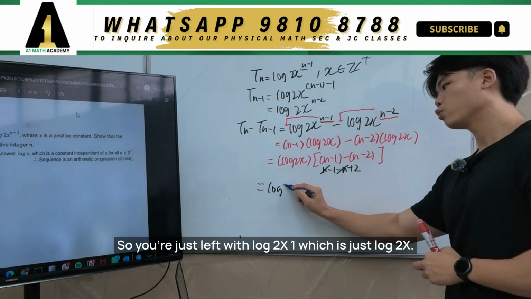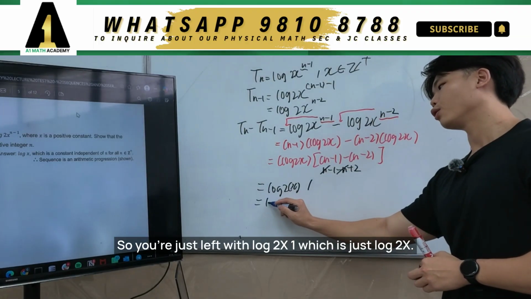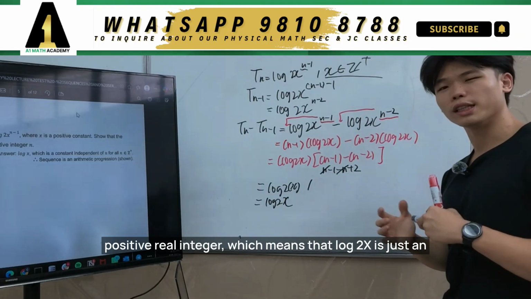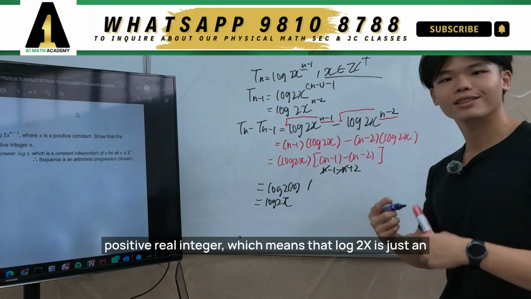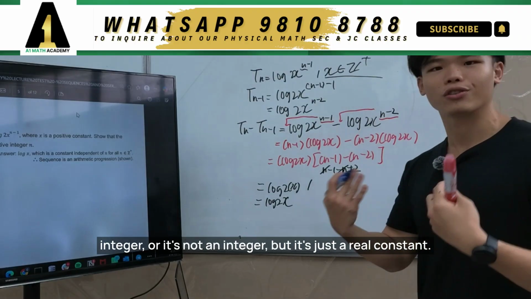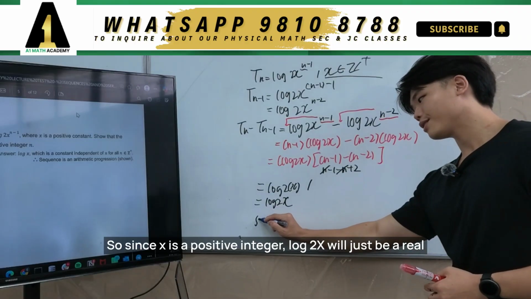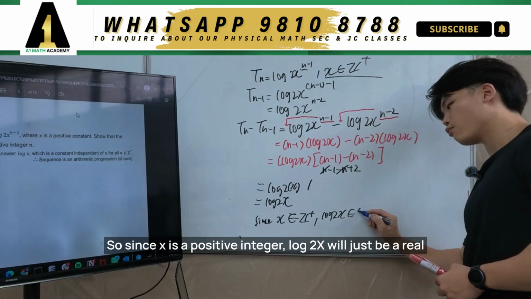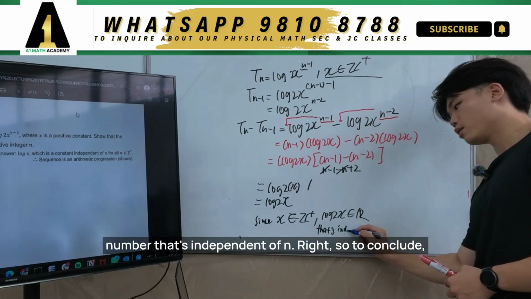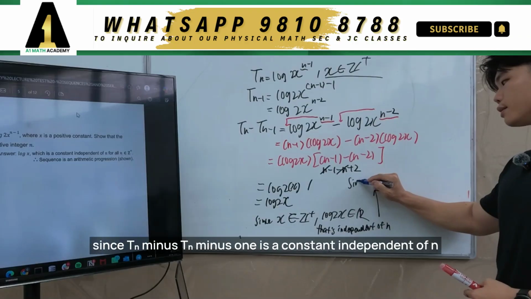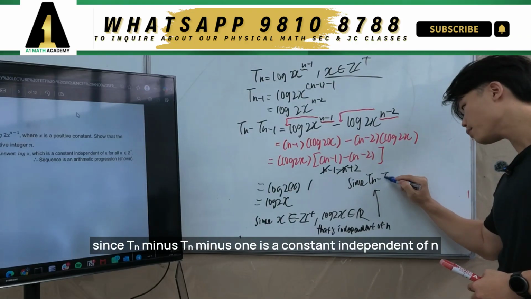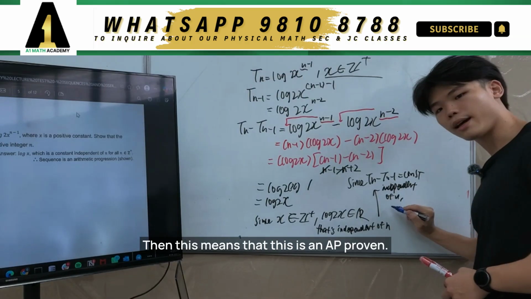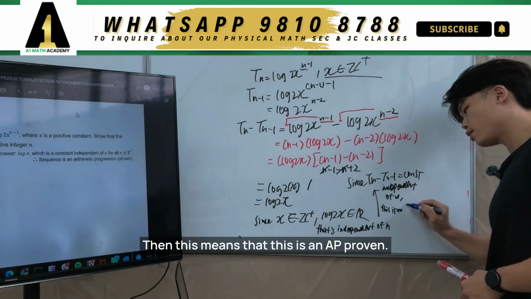So you're just left with log 2x 1, which is just log 2x. Right, and remember from the start, x was defined as a positive real number, which means that log 2x is just a real constant. Since x is a positive number, log 2x will just be a real number that's independent of n. So to conclude, since Tn minus Tn minus 1 is a constant independent of n, this means that this is an AP, proven.